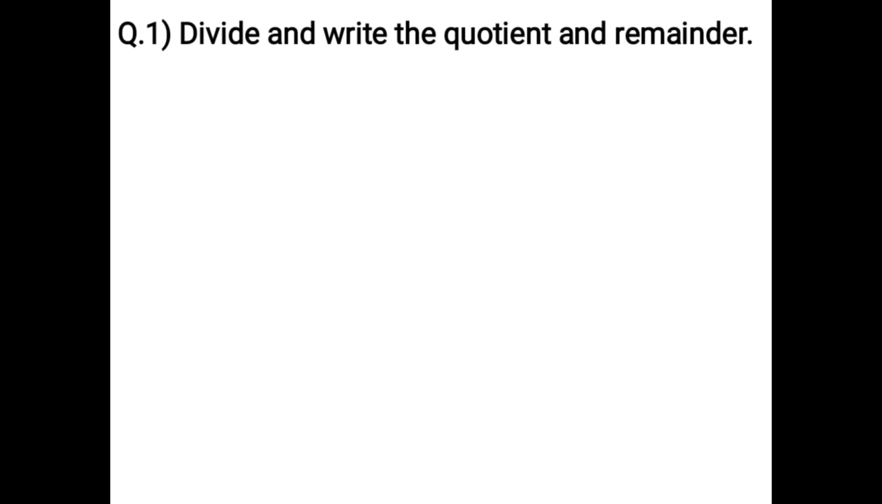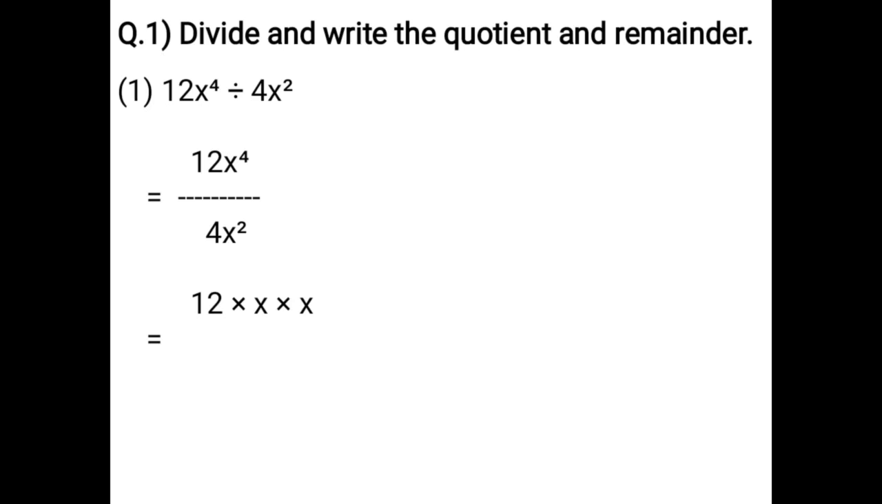Divide and write the quotient and remainder. 12x raised to 4 divided by 4x square. First you have to write in numerator and denominator form, that is equal to 12x raised to 4 upon 4x square. Next step you have to write the multiplication form of 12x raised to 4 upon 4x square, that is equal to 12 into x into x into x into x upon 4 into x into x.